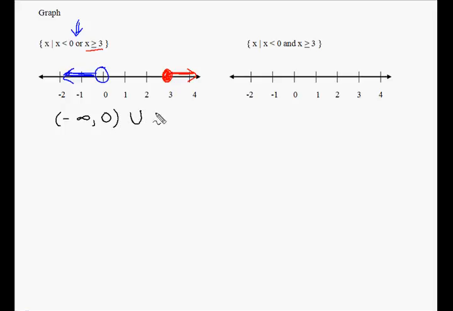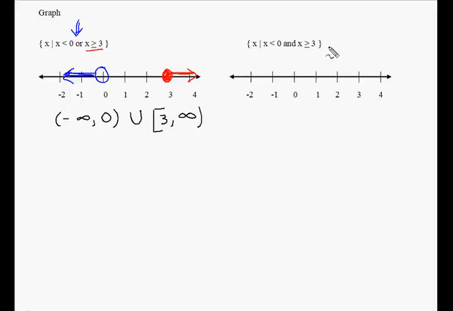The OR statement has to be joined together since these are two separate pieces with a U for union, and since 3 is included, it has a solid circle, we use a bracket. It continues off to the right forever, so that's infinity. Infinities are always put inside parentheses.